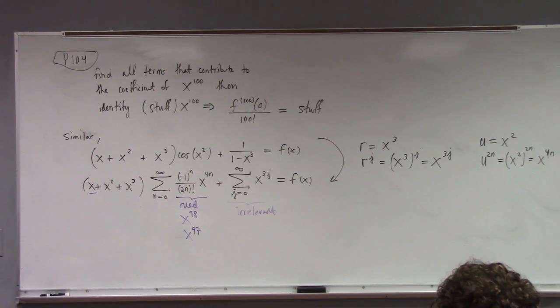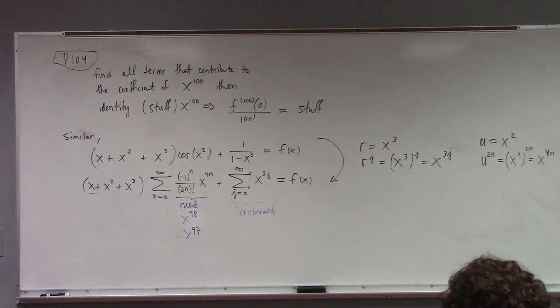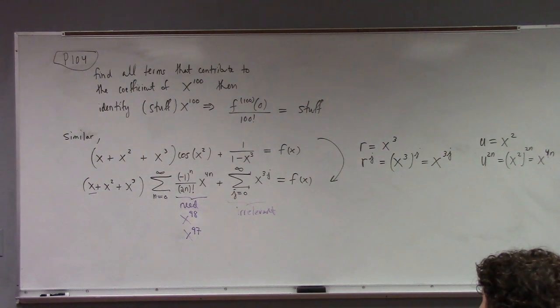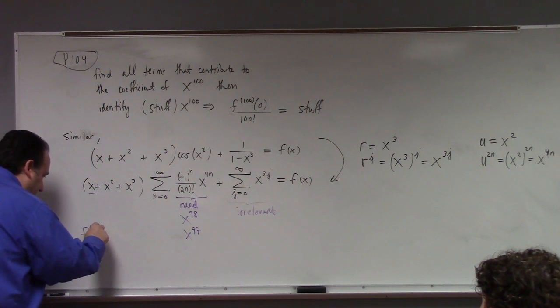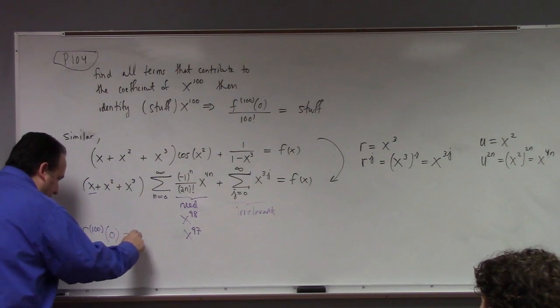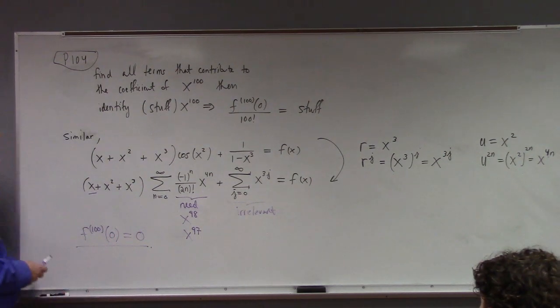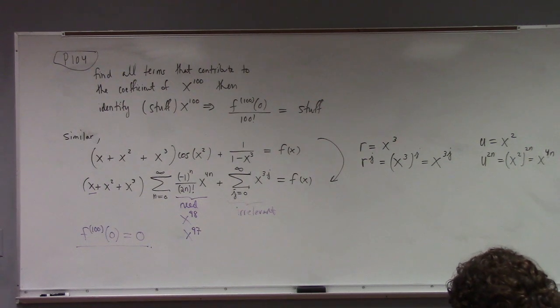And can I get 98 or 97 from a multiple of 4? I can't, right? 96, then 100. Those are multiples of 4 in the neighborhood of what we're looking for. So the answer to this is 0. There is no x to the 100 term. Now that wasn't very satisfying.